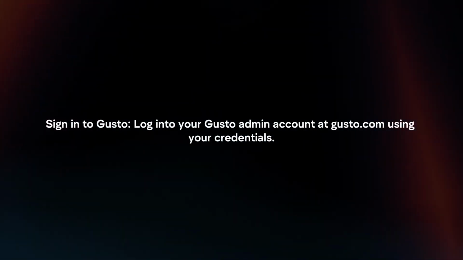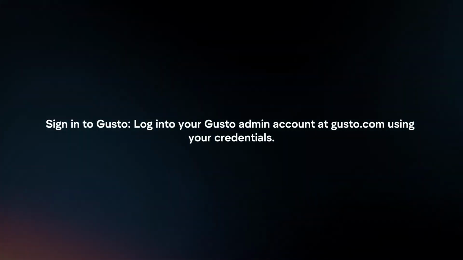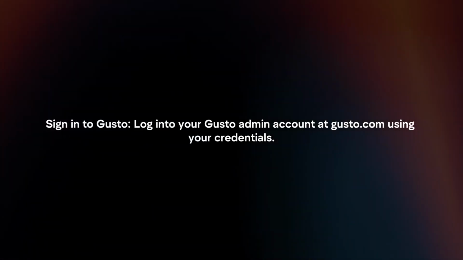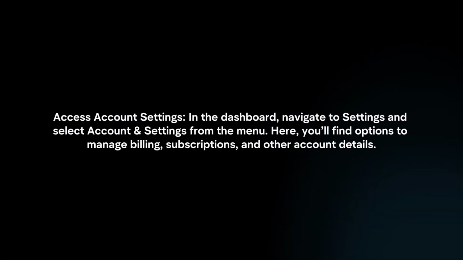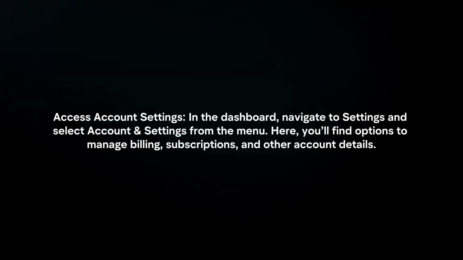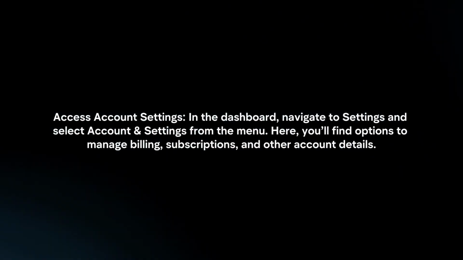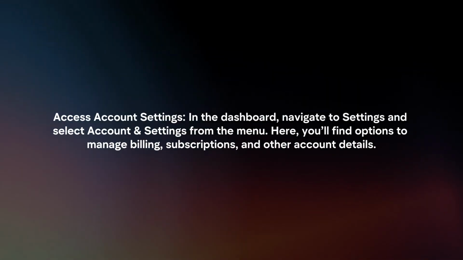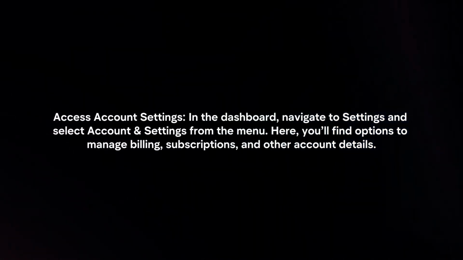Sign into Justo. Log into your Justo admin account at justo.com using your credentials. Access account settings. In the dashboard, navigate to Settings and select Account and Settings from the menu. Here, you will find options to manage billing, subscriptions, and other account details.